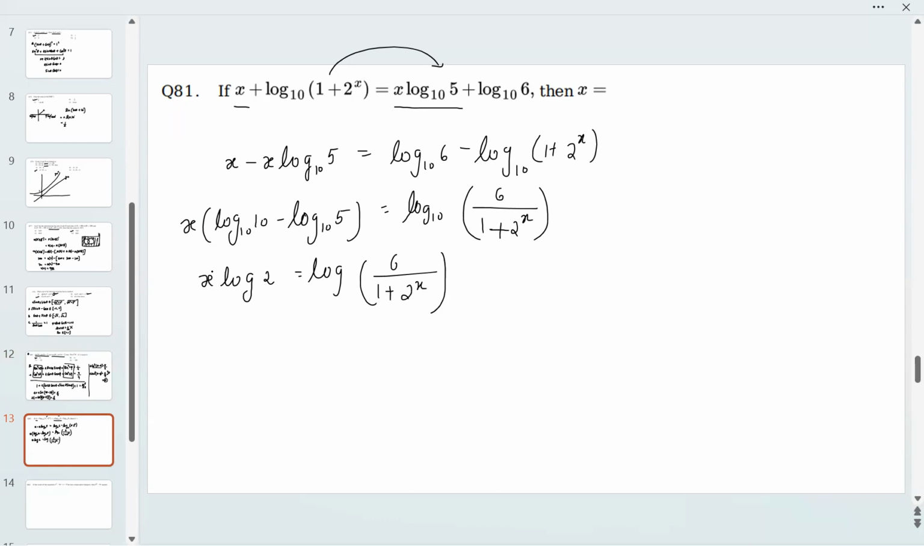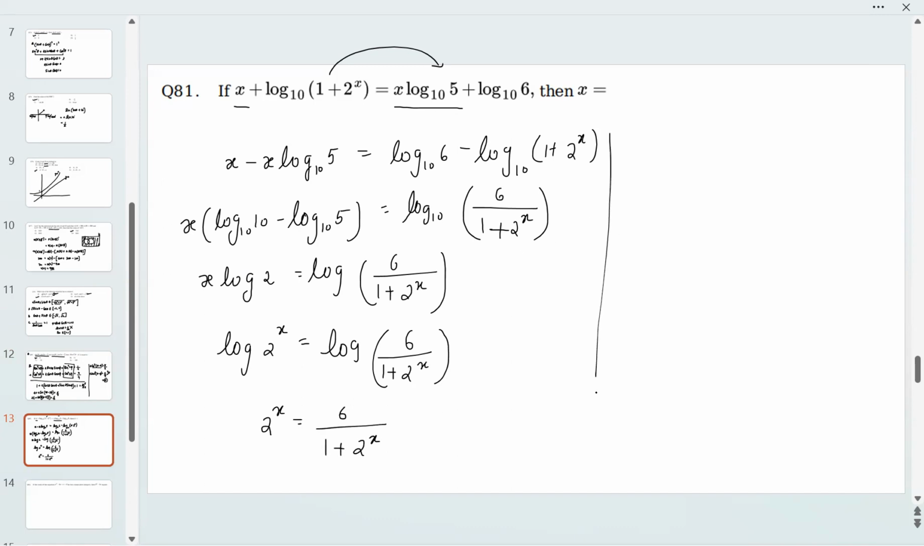Now, by again using log property, I can move this x over 2. So we'll get log 2 raised to the x equals log of 6 upon 1 plus 2 raised to the power x. We can cancel log from both sides. So we will get 2 raised to x is equal to 6 upon 1 plus 2 raised to x.